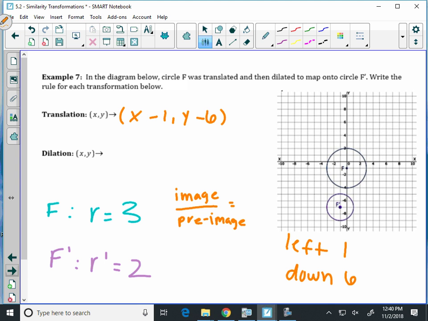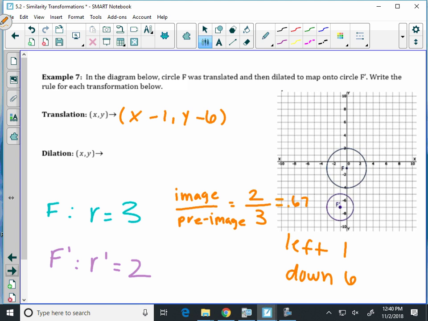So what was the length of our radius of our image? It was 2, right? And our pre-image radius was 3. Can 2 over 3 simplify? Oh, there's your scale factor. It's 2/3. What's 2/3 as a decimal? It's 0.6 repeating, right? So if we round it, we can say it's like 0.67. I will accept either of those.